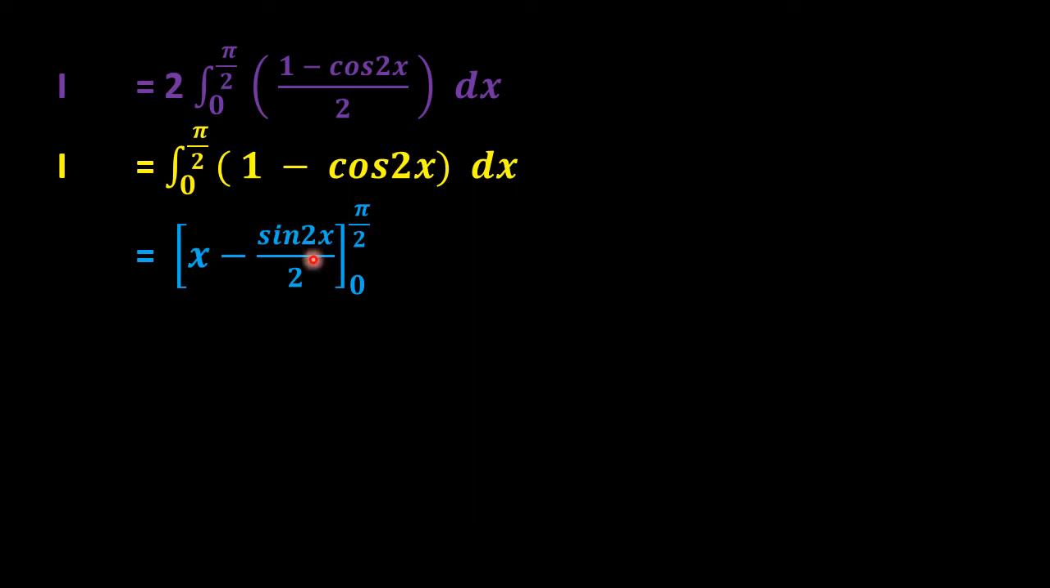Now in this expression, we first put the upper limit pi by 2, minus the lower limit. Putting the upper limit, it will be pi by 2 minus sin of 2 into pi by 2, where the 2s get cancelled, so it is sin pi. Minus, when we put the lower limit, it will be 0, and sin 0 is also 0, so that is the value after replacing by the lower limit. And here sin 180 degrees is 0, so the second term will be 0. Then our answer is pi by 2.